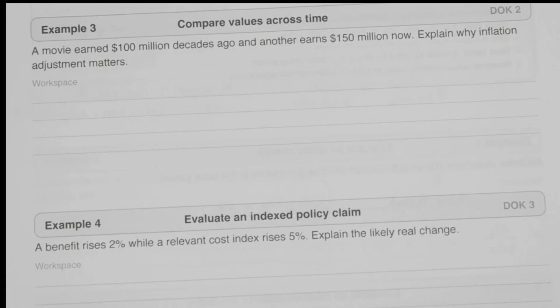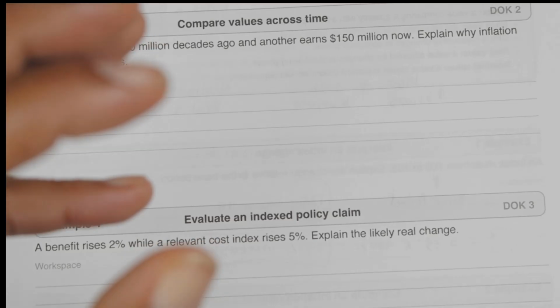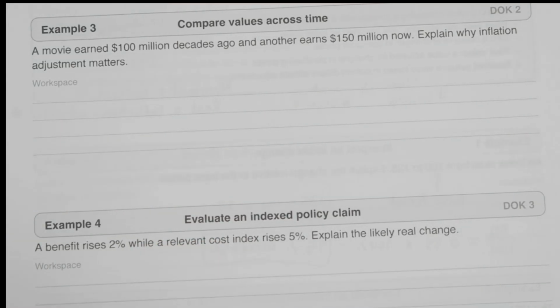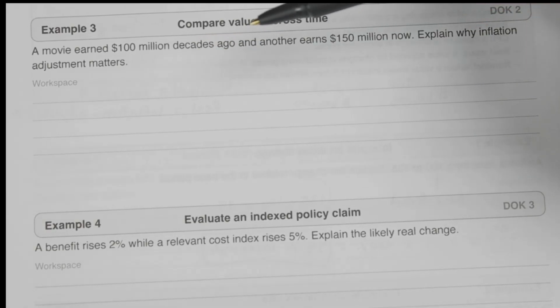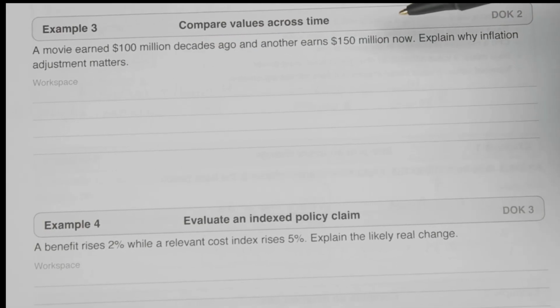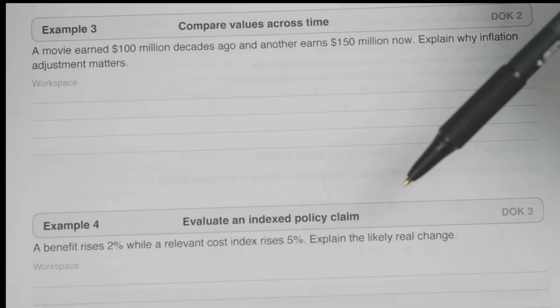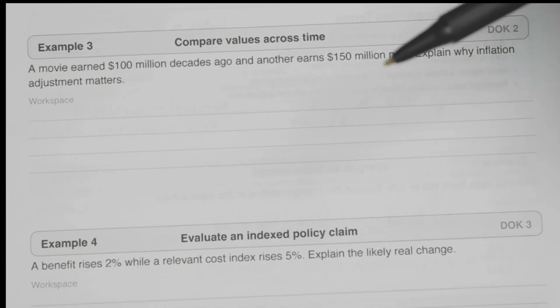A movie earned $100 million several decades ago, and another movie earned $150 million today. Which movie performed better financially? Because $1 today is not logically equivalent to $1 several decades ago in purchasing power. You've got to understand that. So the older movie's $100 million decades ago represents considerably more purchasing power than, let's say, $100 million today. You've got to understand that.